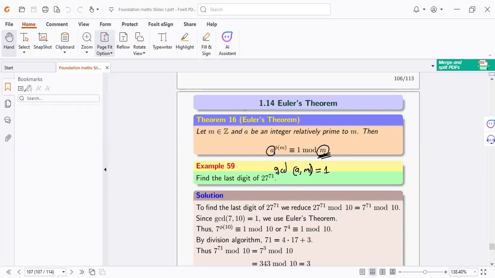Now, that is the only condition the Euler theorem gives us, that this number M should be relatively prime to A. What that means is that two numbers are relatively prime if their only common factor is 1, or if their GCD is 1. Now, the question here is to find the last digit. If I'm given 27 raised to 71, what would be the last digit?